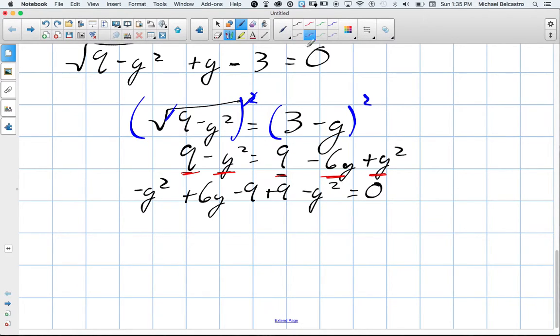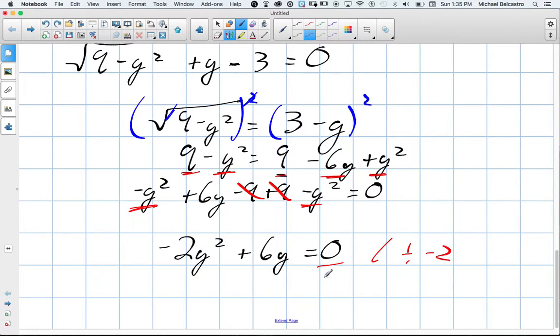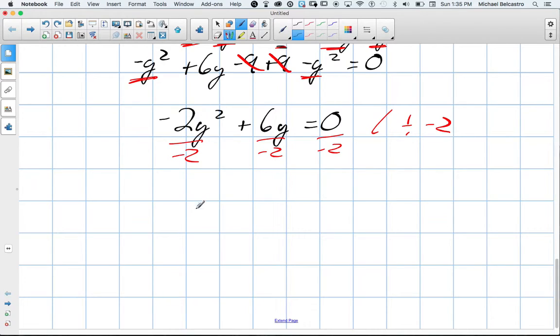So let's collect our like terms. Negative y squared and negative y squared will be negative 2y squared. Negative 9 and positive 9 cancel out. We're left with plus 6y equal to 0. Again, we have a common theme of negative 2, so I'm going to divide every term in here by negative 2. Divide by negative 2, and that stays at 0. There's quite a few steps to this process. This becomes positive y squared, and this becomes minus 3y equal to 0.